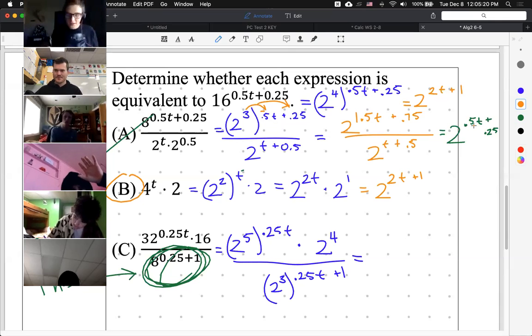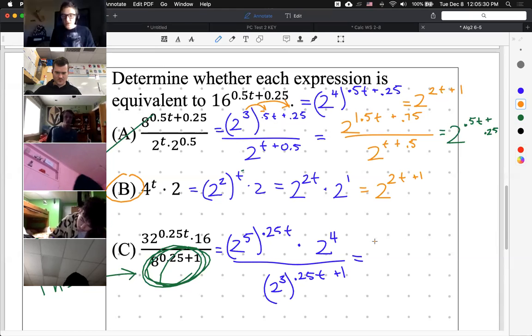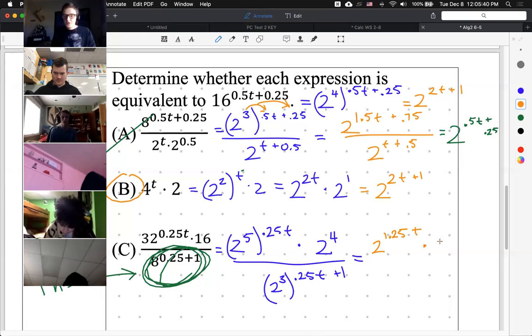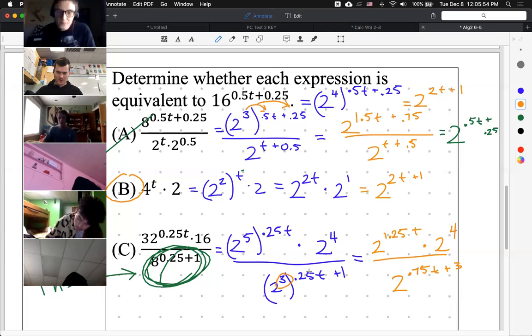Go for it, Wyatt. Yay, thank you. So first we're gonna just put all the exponents together. So on the numerator, it'd be 2 to the power of 1.25t times 2 to the power of 4. And that 2 to the power of 4 doesn't change because we still need the base of 2. And then on the denominator, we're going to have 2 to the power of 0.75t plus 3. There it is. Yep. Distributing the 3 into each of these terms.